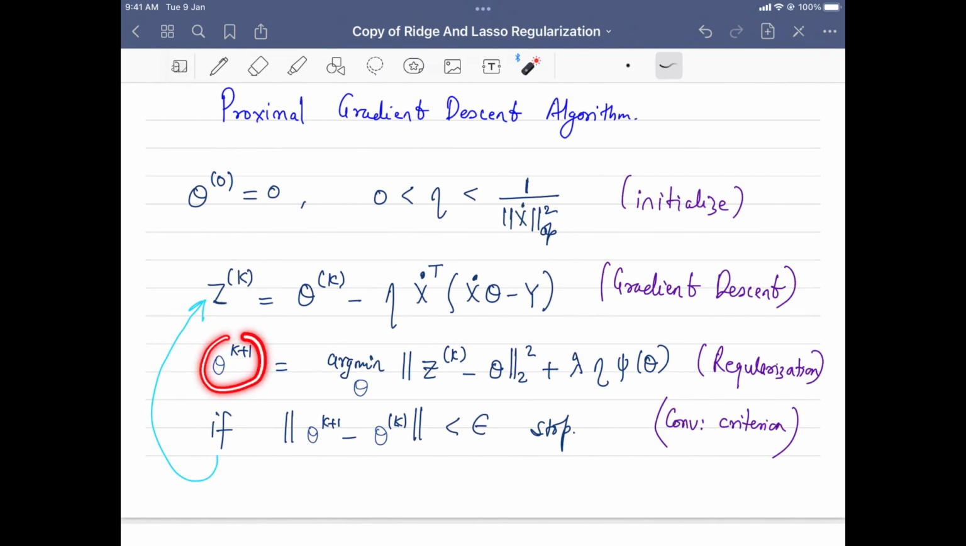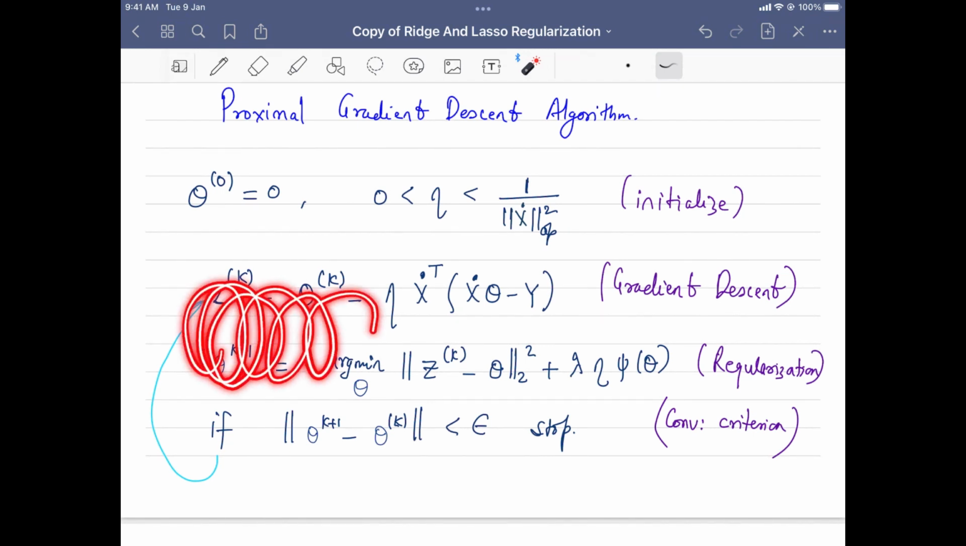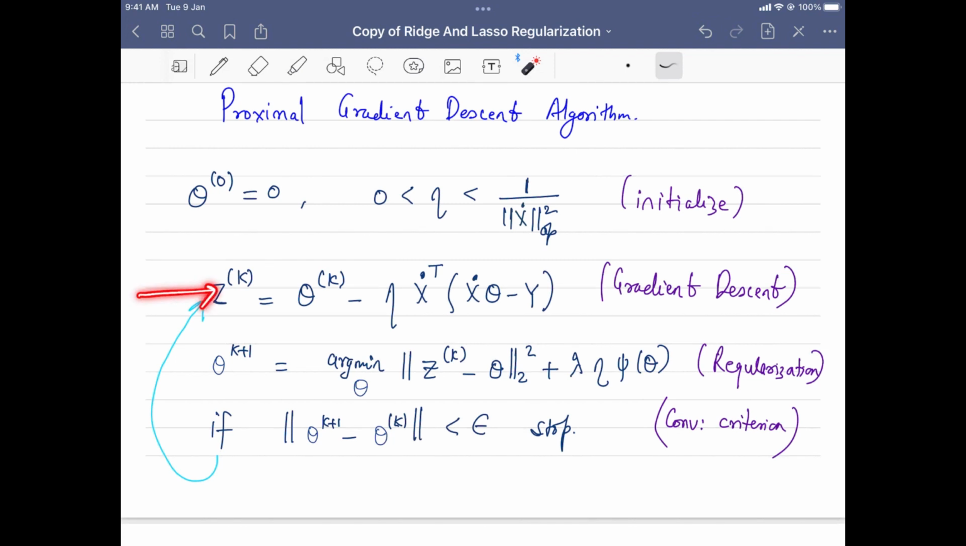Once you get this theta k, you check the initial theta k against the new one, theta k plus 1. If the difference is less than epsilon naught, then you stop. Otherwise you keep repeating these two steps, this one and this one. Once the difference between the consecutive thetas is less than epsilon naught, you will be able to find the estimated value of theta, which is the actual theta for the parameters. So this algorithm, which consists of 4 steps, is the proximal gradient descent algorithm.